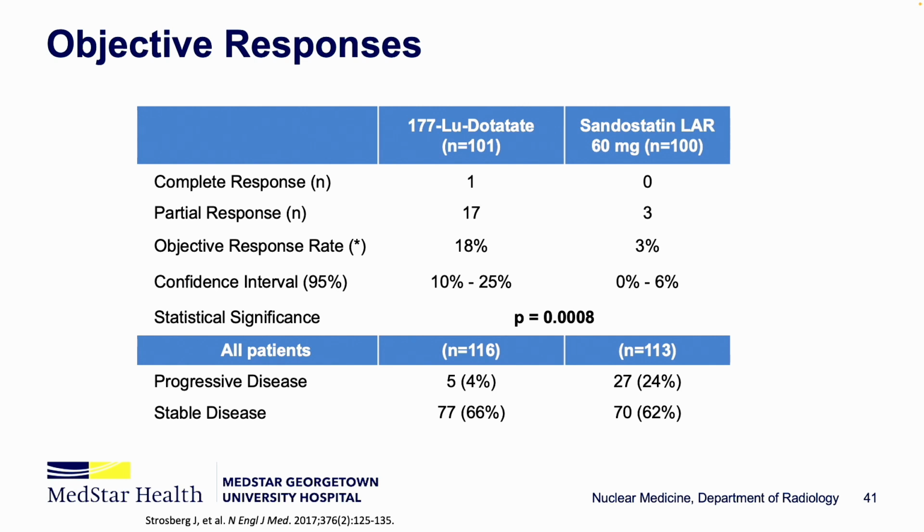And overall, for progression of disease, 4% of the patients had progression while on lutetium-177 Dotatate, and 24% of those that did not have the Dotatate treatment. So you can see that 6 times more patients had progression of disease if they didn't have the lutetium-177 Dotatate. And about 60 to 65% of the patients had stable disease. Again, stabilization of disease is the most likely outcome of the treatment.